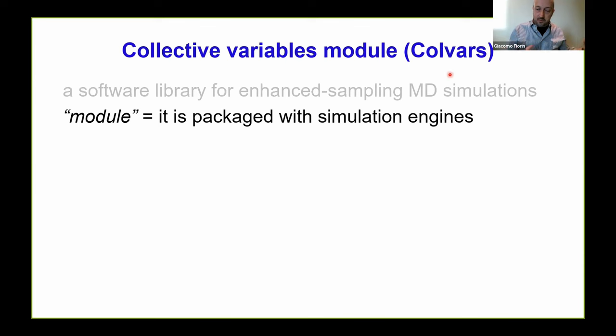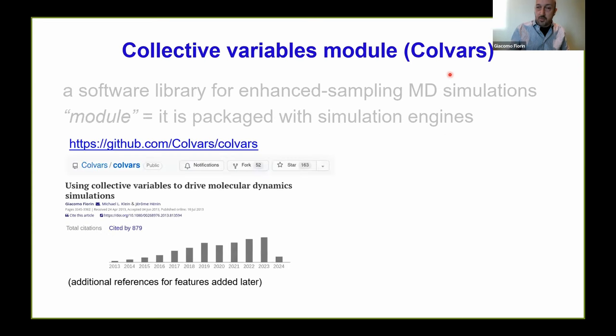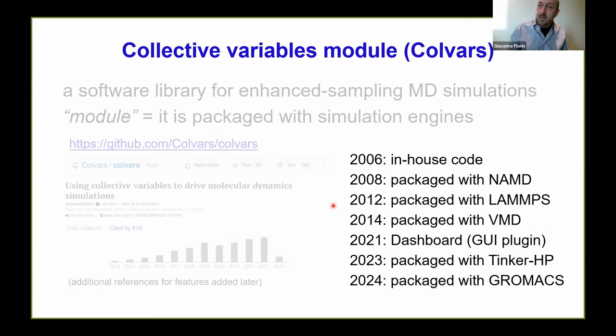However, this package is developed independently from software like GROMACS, NAMD, LAMMPS, etc. We have our own repository. We have a reference paper that is now several years old, and we have other papers that describe features that were added to the code after that paper. And this is a brief timeline of what the code evolved into.